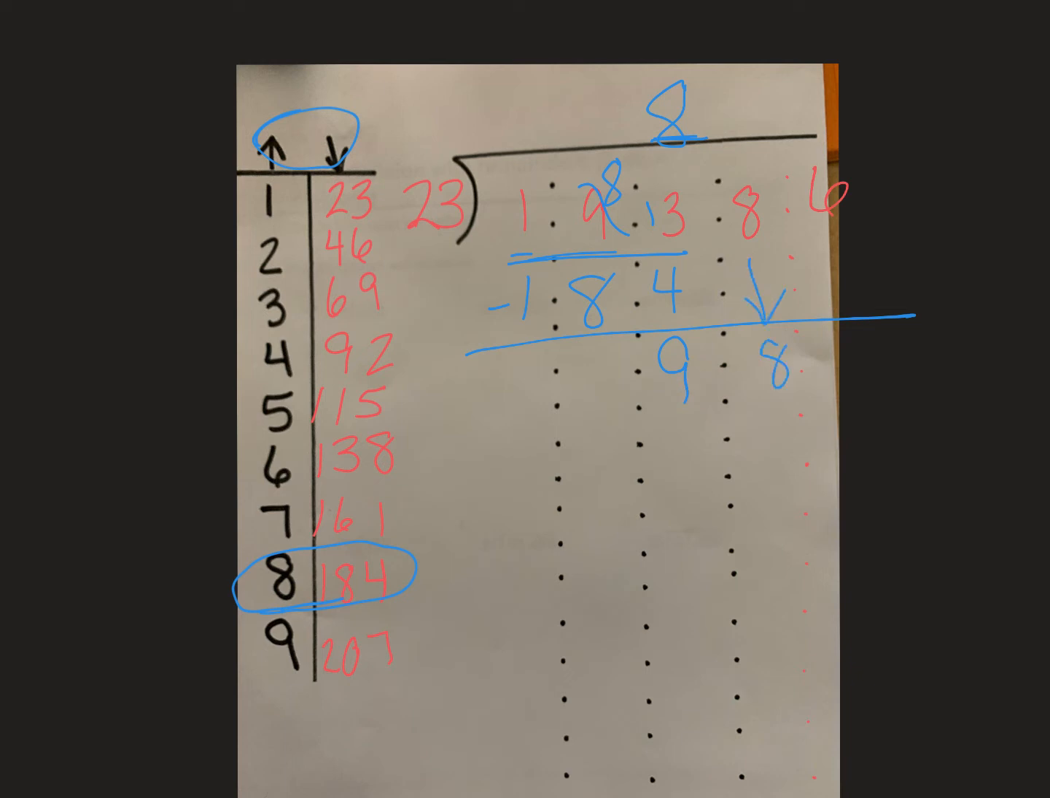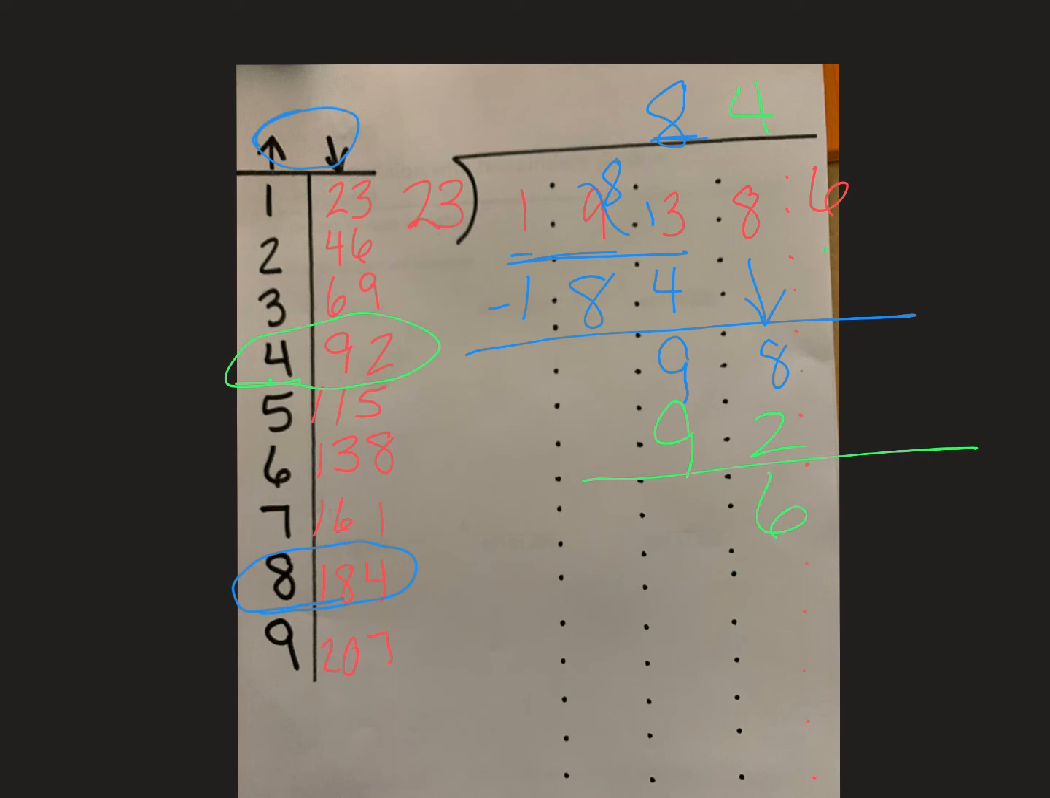So 98. How close can they get to 98? I'm going to change colors. I can get to 92 without going over. And I need to put a 4 up top. So I subtract. I get 6.